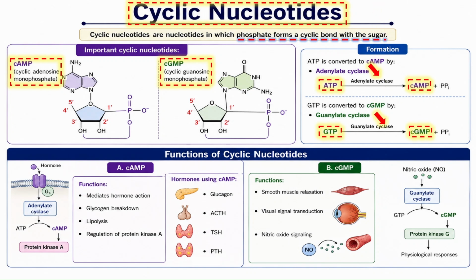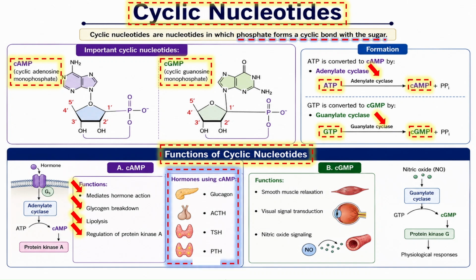Now let us see their functions. Cyclic AMP acts as an intracellular secondary messenger. Its functions include mediating hormone action, glycogen breakdown, lipolysis, and activation of protein kinase A. And the hormones that use cyclic AMP include glucagon, ACTH, TSH, and PTH. Now coming to cyclic GMP. Cyclic GMP is important for smooth muscle relaxation, visual signal transduction, and nitric oxide signaling.